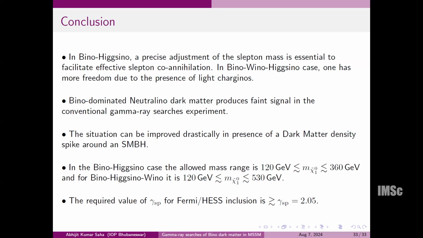For Bino-Higgsino, it is a bit enlarged, which is 120 to 530 GeV. The required value of gamma sp is more than 2.1. It has to be 2.1. Thank you.